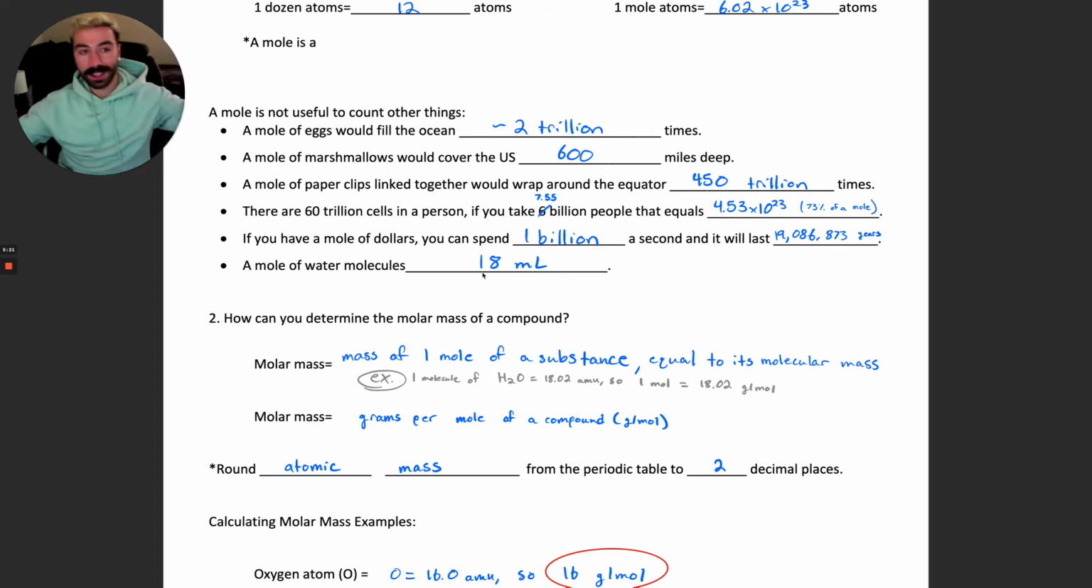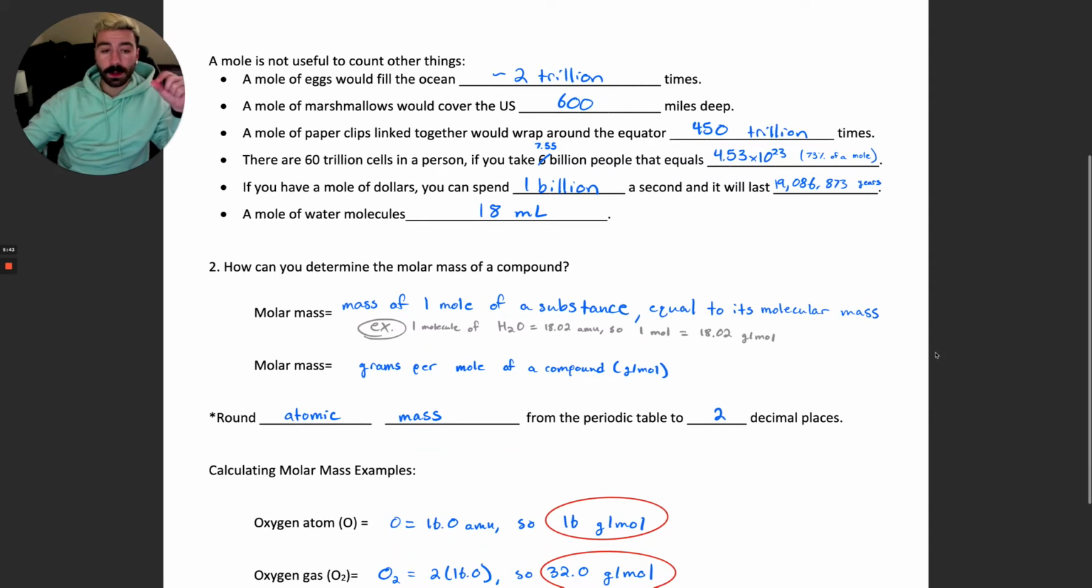My water bottle here holds 1,000 milliliters, or 1 liter. Just 18 milliliters is 1 mole of water molecules. So these examples, not at all useful to measure things in a mole. Water molecules, useful. Okay, and so we're going to talk about something called molar mass.